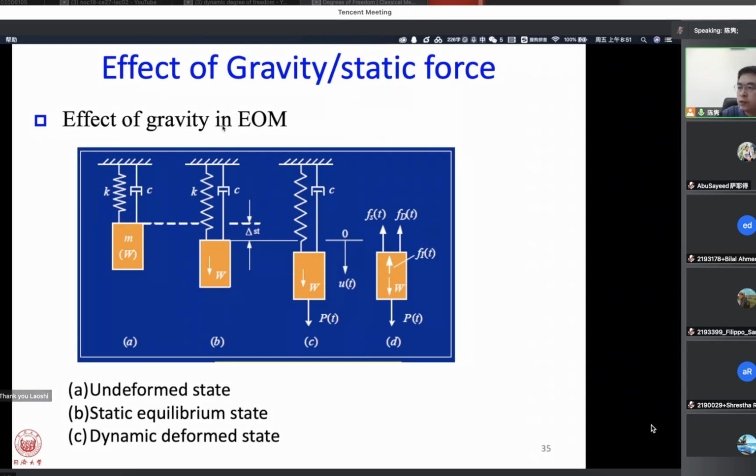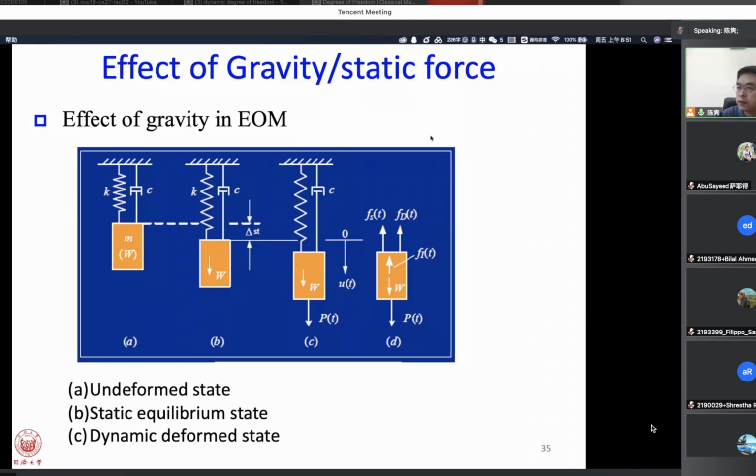So last week we had one small topic we didn't discuss, which is shown here on the screen: effect of gravity or static force. So when we derive equations of motion, do we need to consider the gravity force or static force? We will discuss this.